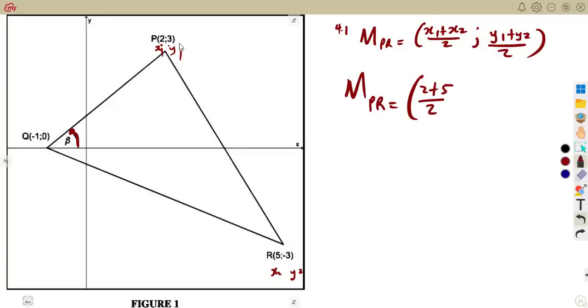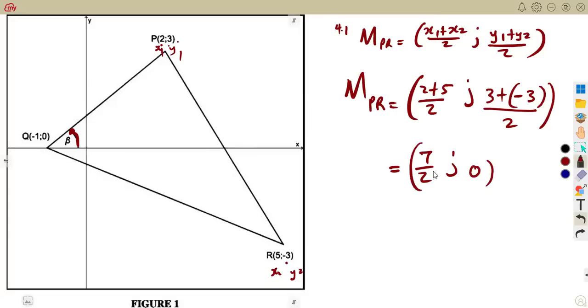The y values, 3 and what? Minus 3. So for the y values it is 3 plus minus 3 over 2. So you're going to have the midpoint of the line PR, which is 2 plus 5 over 2, that's 7 over 2, and 3 plus minus 3, that's 0 over 2, that's a 0. So that's it.